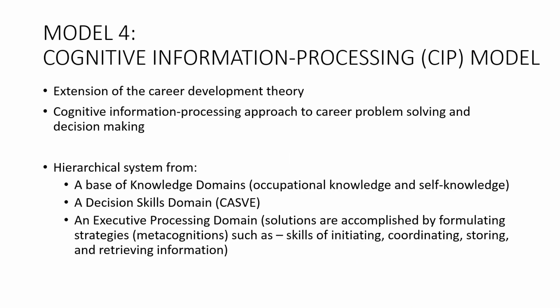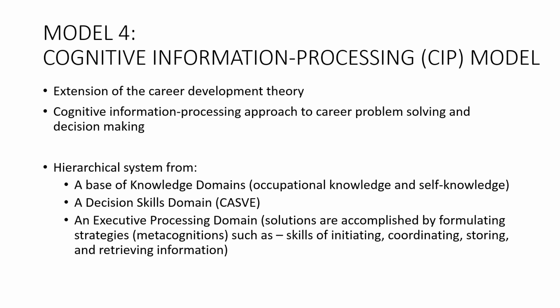Okay. Model number 4, Cognitive Information Processing, CIP model. This is an extension of the career development theory, cognitive information processing approach to career problem solving and decision making. So for this one, there's a hierarchical system. So think of it as a pyramid or a triangle. The base of it is the knowledge domains, also known as the occupational knowledge. So what you know about work, and then also what you know about yourself or self-knowledge. Okay, and then the second level would be the decision skills domain, which is the CASVE model that we talked about in chapter 2.